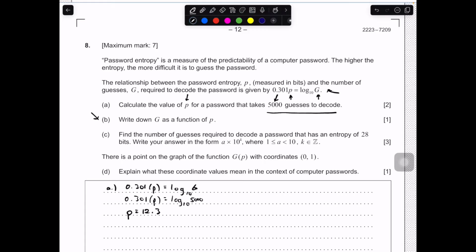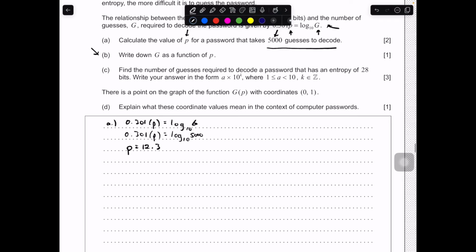This is a challenging question. Write down g as a function of p. So back at the document. 0.301p is equal to log base 10 of g. All right, and we want to write down g as a function of p. So we want to get g all by itself, but it's wound up in this log. So what can we do?